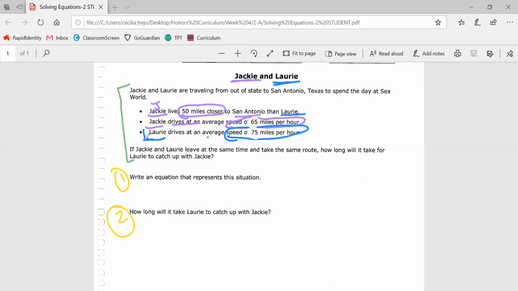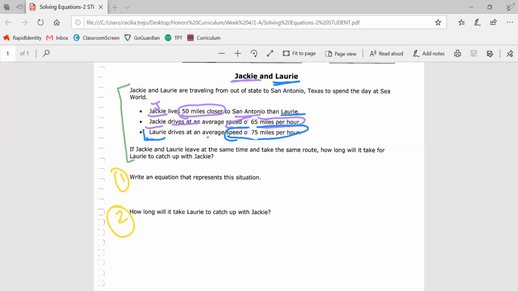Okay. If Jackie and Lori leave at the same time and take the same route, how long will it take for Lori to catch up with Jackie? All right, so the first thing is we have to write the equation to represent the situation. We need to think, what expression can we write to represent the distance that Jackie drove or is going to drive?